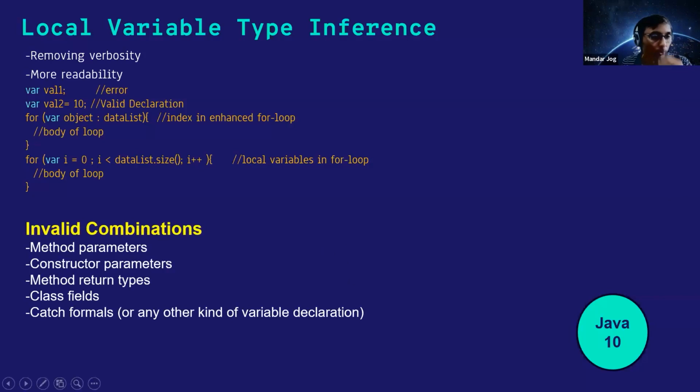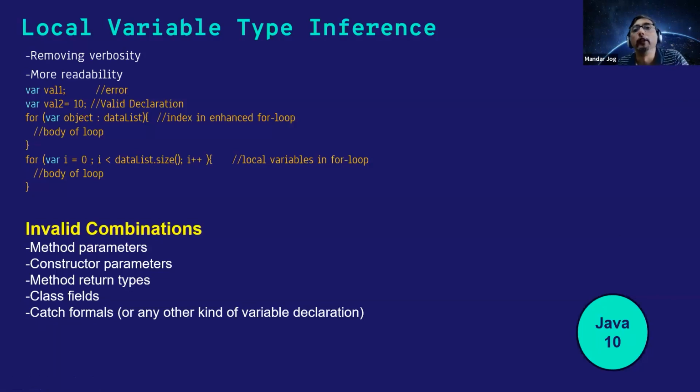Invalid combinations: you cannot use it in the method parameters. You cannot use it in the constructor parameters. You cannot write it in the method return types. You cannot use it in the class fields, and you cannot use it in the catch formals. Like in a catch, if you want to pass catch exception e, and instead of exception you want to pass var, that is not permitted.